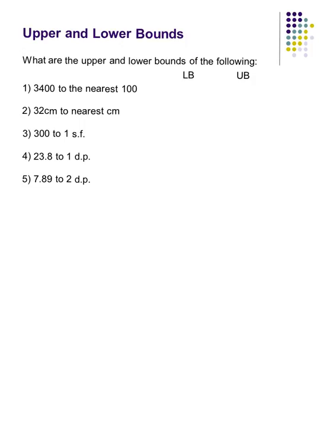You may like to pause the video now and just have a go at some of these, but I'll write up the answers now. So rounding to nearest 100, we're going to add or subtract 50. So the lower bound will be 3,350, and the upper bound will be 3,450. 32 to the nearest centimetre, so we're going to add and subtract half a centimetre. So the lower bound would be 31.5 centimetres, and the upper bound would be 32.5 centimetres. You should really remember to put your units in.